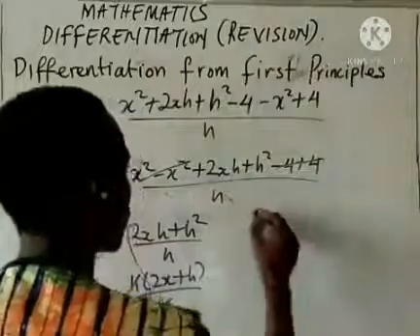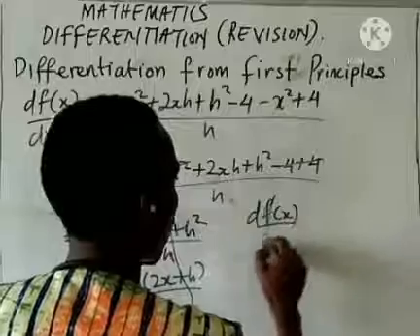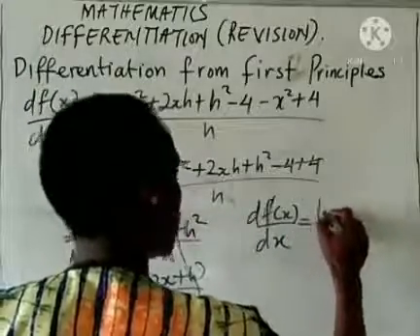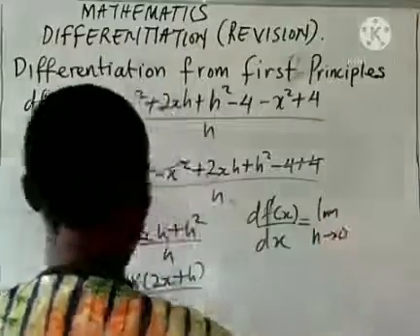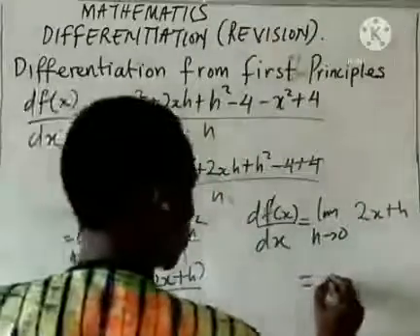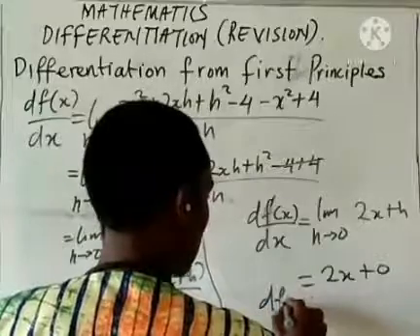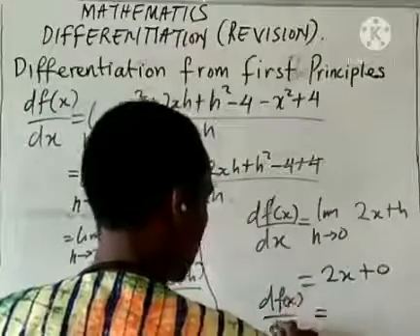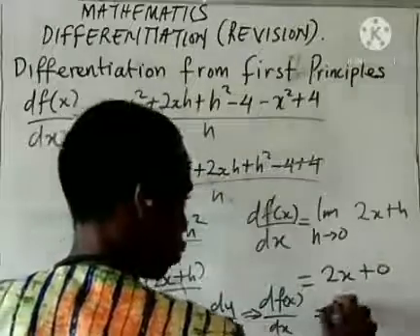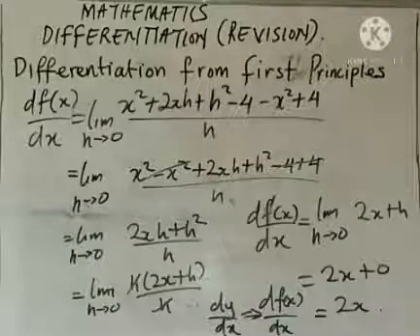So meaning we'll be having df(x)/dx, meaning our dy/dx still gives us limiting h to 0. What do we have left? 2x plus h. Now remember, we are limiting our h to 0, so meaning our value of h will be taken as 0. So df(x)/dx, which is actually our dy/dx, will be giving us 2x. That is solving from our first principles.